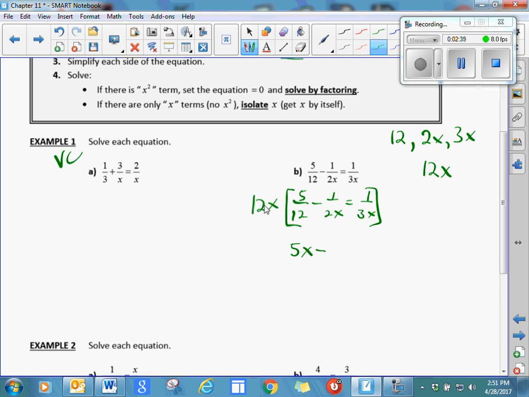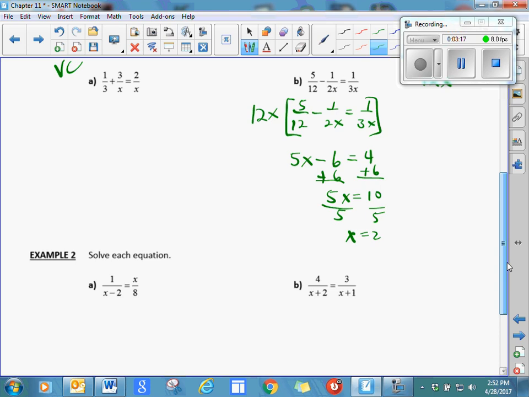This 12 canceled into this 12. Minus 2 goes into 12 6 times. The x's cancel, so you have 6 times 1, which is just 6. This denominator, 3, goes into 12 4 times, and the x's cancel, so I just have a 4 times 1, which is 4. And that is my new equation. Much simpler looking, much nicer. I've got an x to the first power, so I'm just going to add 6 to both sides. And I get 5x equals 10, divide by 5. And I get x equals 2.